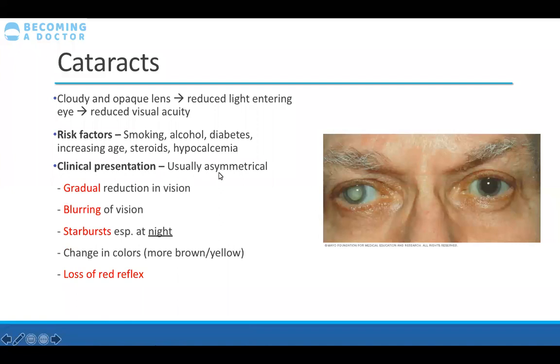The clinical presentation is usually asymmetrical. They're going to have a gradual reduction in vision, blurring of vision, starbursts, so that's the light rays that appear to be shooting in different directions, especially at nighttime. Change in color is not that common, but loss of red reflex is something that is commonly seen. In terms of managing, the management option is surgery, and that would involve implanting an artificial lens.